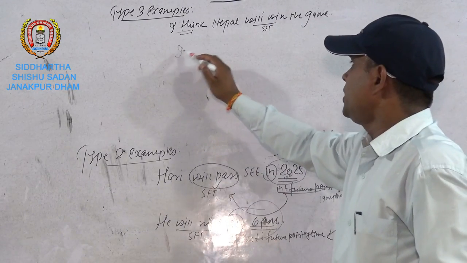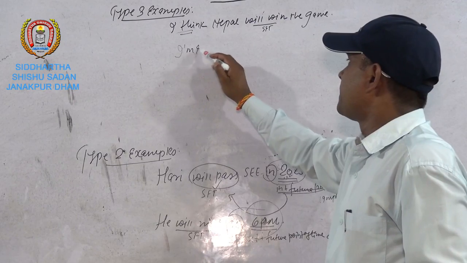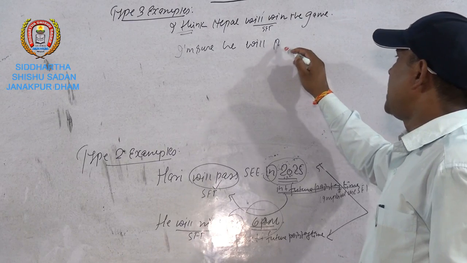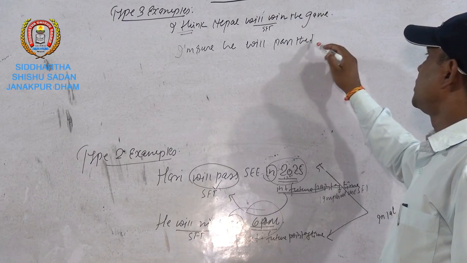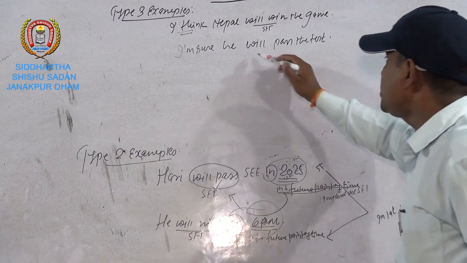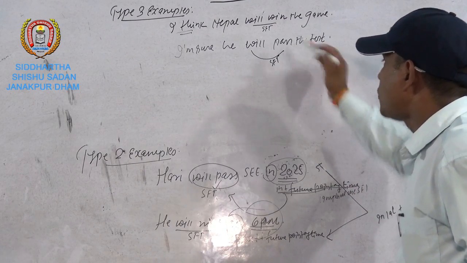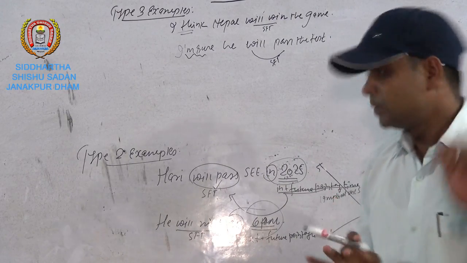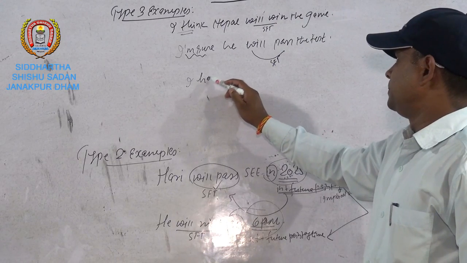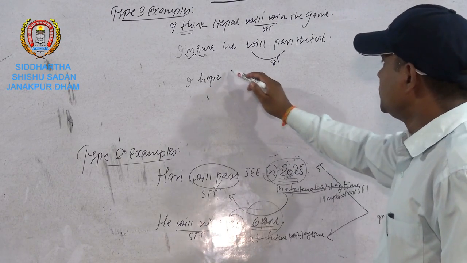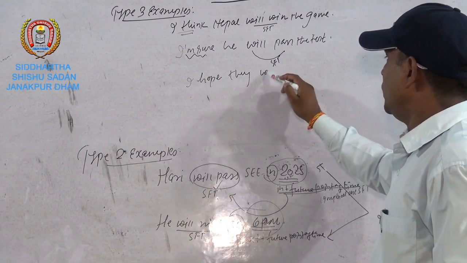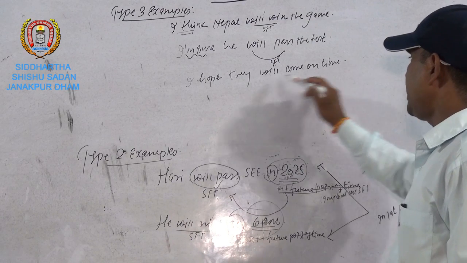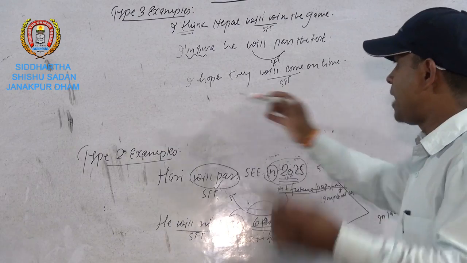Next slide. I'm sure he will pass the test. What tense is here? Simple future tense. Why? Because of this expression, I'm sure. I hope they will come on time. See, again here, which tense? Simple future tense. Why? Because of I hope there.